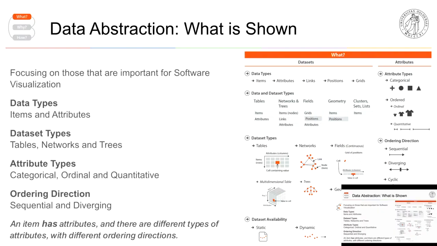There are different types of attributes. We have categorical, we have ordinal, and we have quantitative attributes. And these can have different ordering directions. They can be sequential or they can be diverging. So an item has attributes. So the item is this thing that you are measuring, and it has attributes. And there are different types of attributes, and these have different ordering directions.